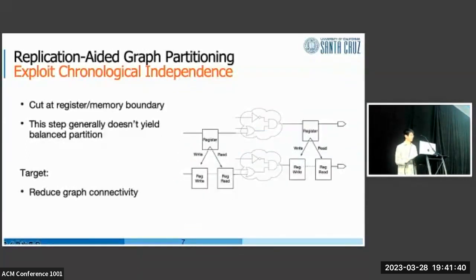So how do we partition the circuit? Before we start partitioning, we first cut the input circuit at the register and memory boundaries. This is actually explored by many previous works. However, this step generally doesn't yield balanced partitions. Instead, in our experiments, in most situations, it only yields one huge partition with a few circuit fragments. Our main motivation for splitting at registers and memories is to significantly reduce the circuit connectivity.